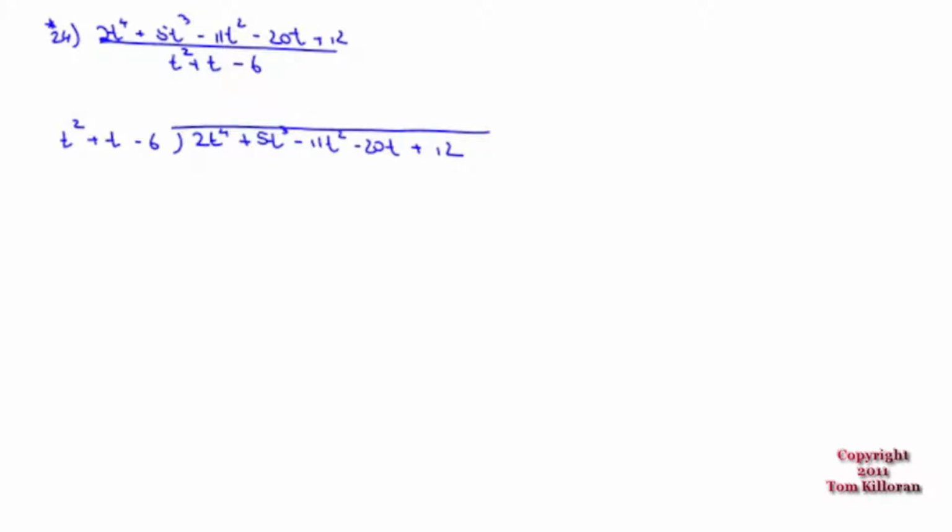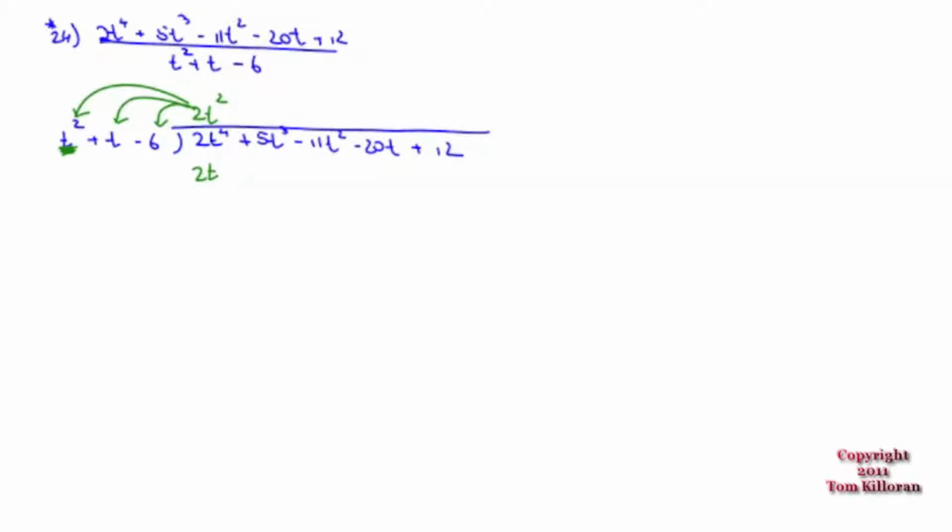You concentrate on just the t squared for most of this problem. What times t squared will give you 2t to the fourth? 2t squared. When you multiply it out, you're going to have to multiply it over the trinomial. So you have to hit each and every one of those terms. So you're going to have to hit the t squared and the t and the -6 to get your subtraction part. All right, so 2t squared times t squared.